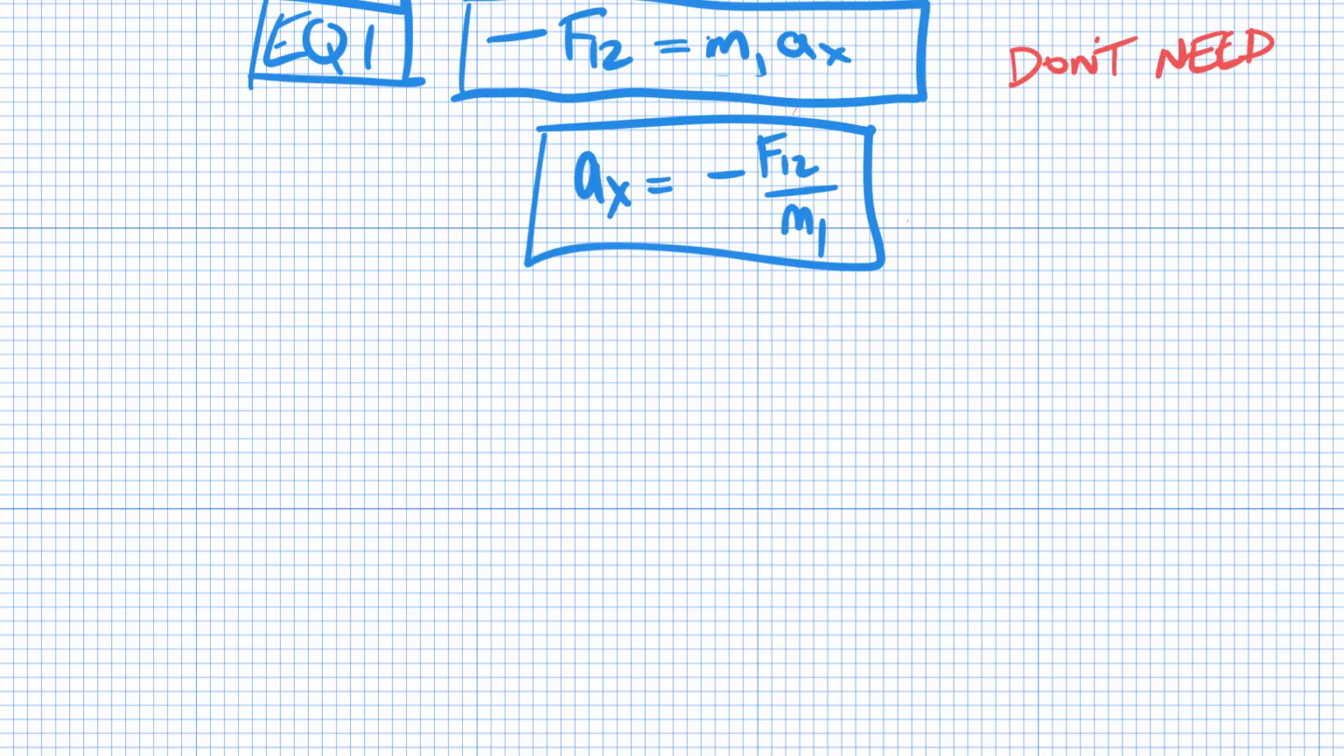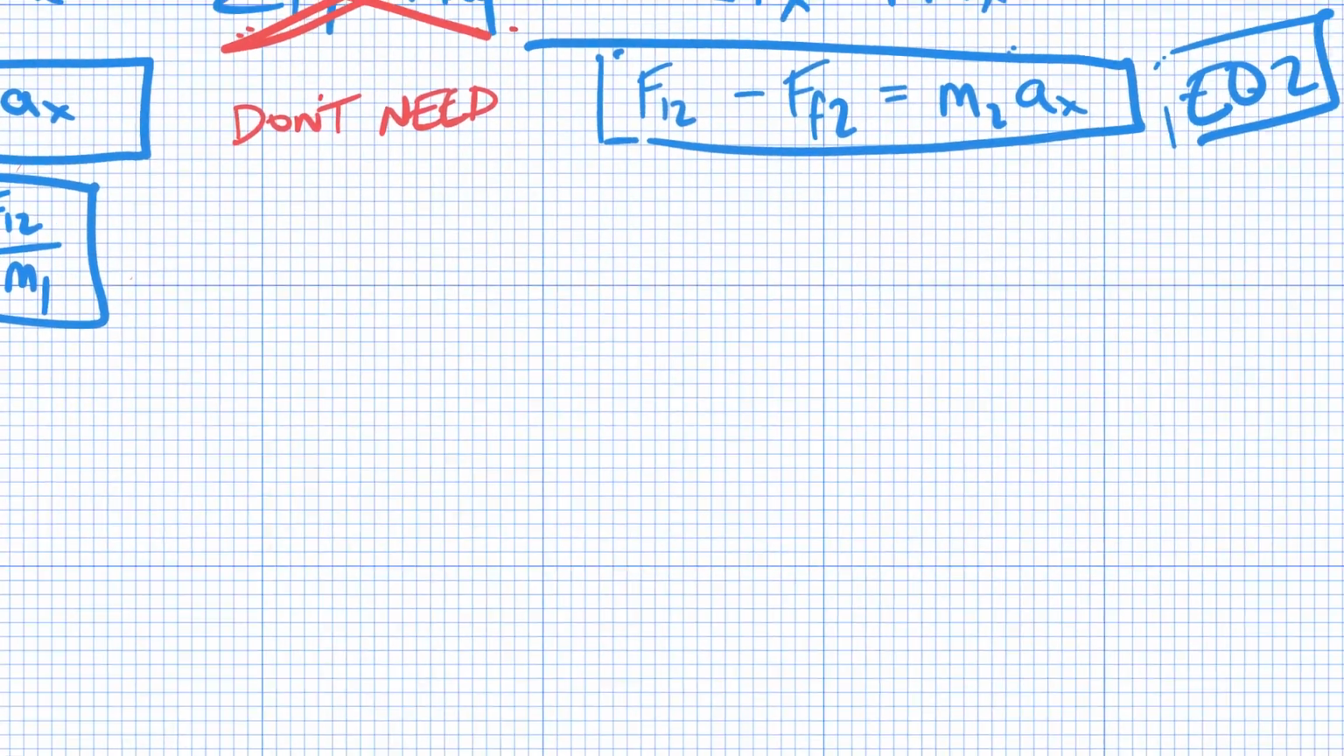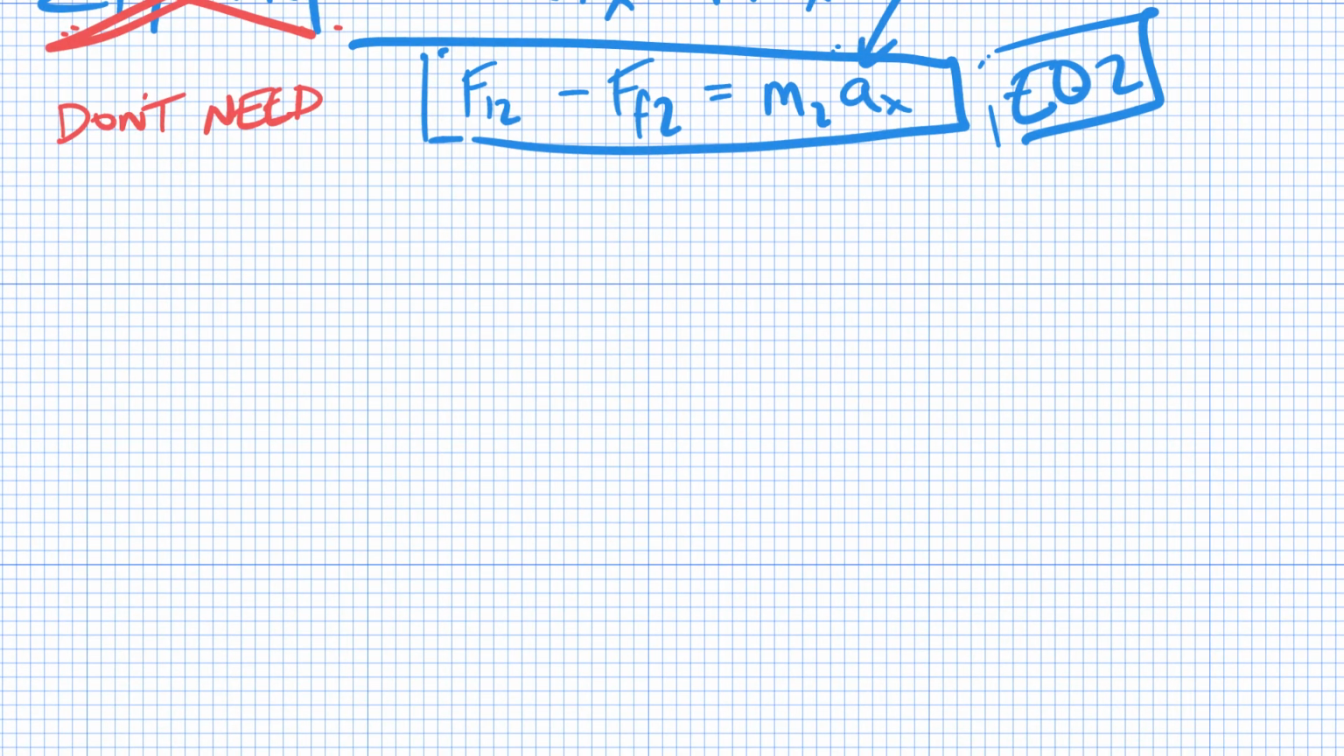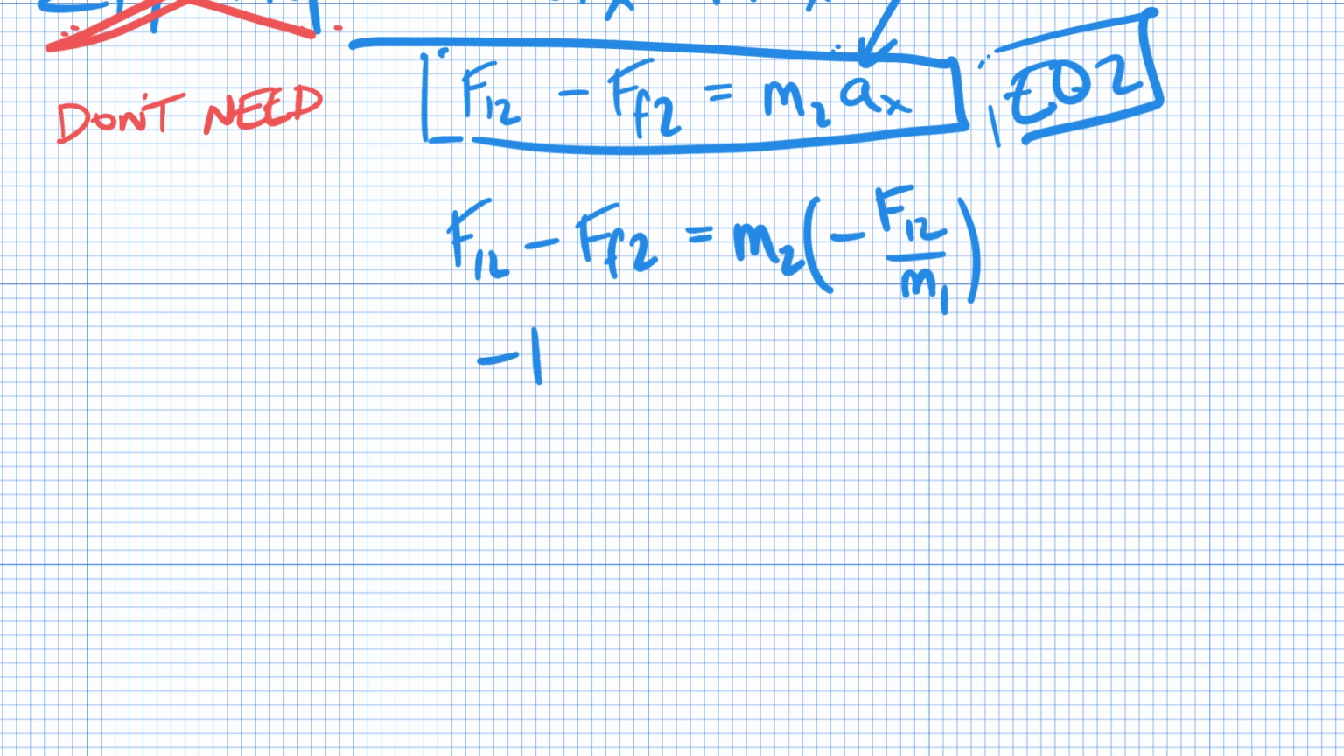All right, so we'll take that result and plug it into this equation. We're going to get negative F sub F2 plus F12 equals M2, and in place of a sub x, I'm going to put that result from earlier, which is negative F12 over M1. The first thing I'm going to do is start moving things around, and I'm going to get F sub F2 equals F12 times M2 over M1 and so on. All of those have negative signs on them, so I'm going to turn them all into positive signs by multiplying everything by negative 1.